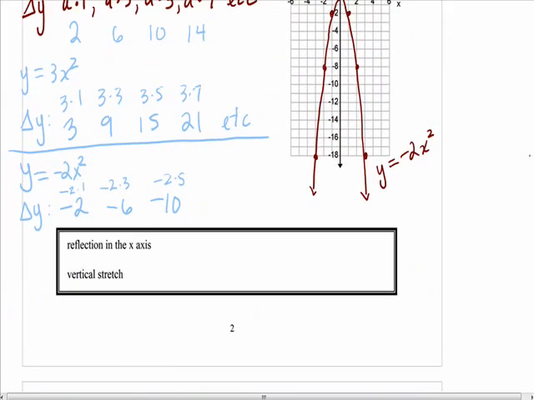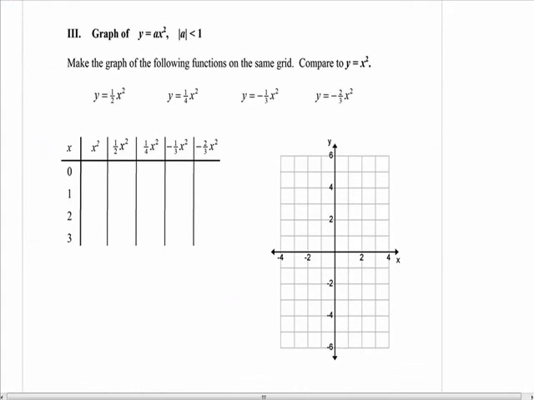All right, so now let's generate a rule. You have a reflection in the x-axis, and it's called a vertical stretch. We're just going to stretch the graph up and down, which makes it skinnier. And to get the delta y pattern, you go a times 1, a times 3, a times 5, a times 7, etc. I know I skipped a couple. You can go back and do those later. Any questions? All right, let's go to the next page.